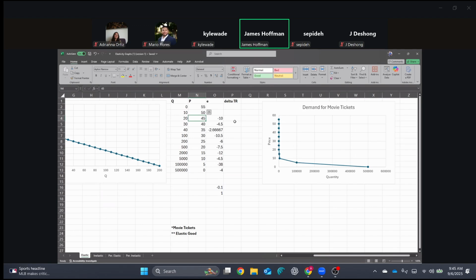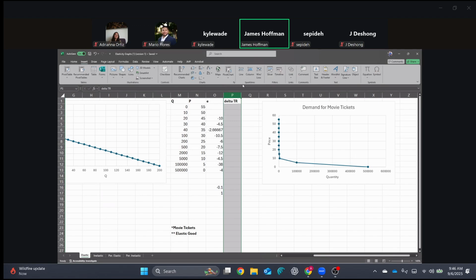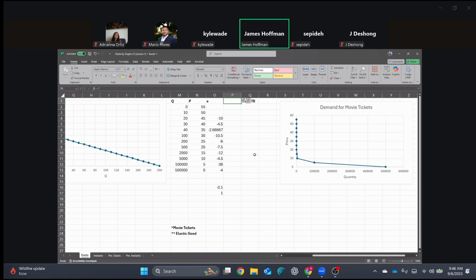So let me see if I can show a little example. So let's say that we'll calculate revenue from going from here to here. And then we'll calculate revenue from going from here to here. And what we should see, unless I mess this up, is that the revenue should be increasing as we keep lowering the price, because we're getting more customers than we lose in the price percent change. Okay, so, before I do delta TR, let me insert one more column called total revenue.